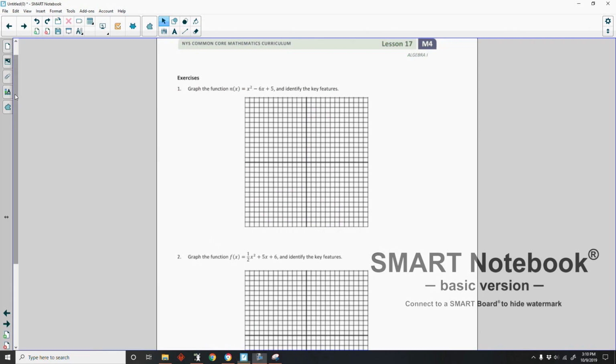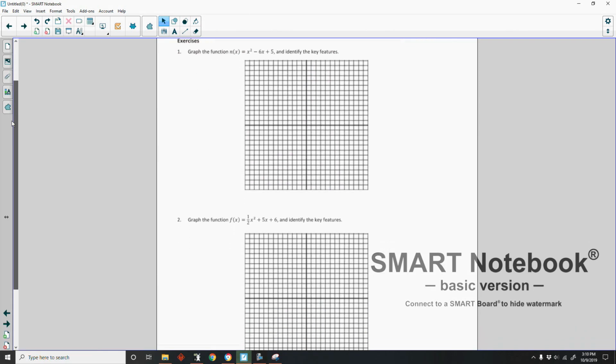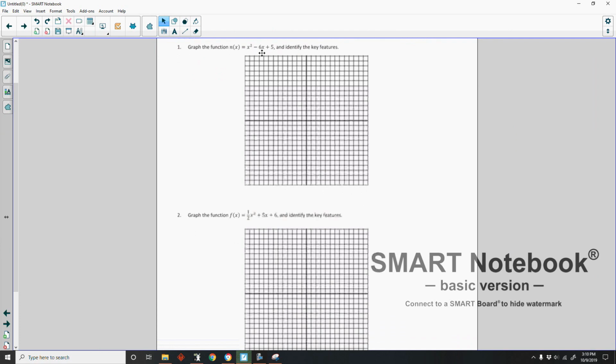On to page 4, exercise 1. It says now graph this function and identify the key features. Okay, well, key features. My constant is my y-intercept, so that's a key feature. So the y-intercept is the point (0, 5). When x is 0, y is 5.